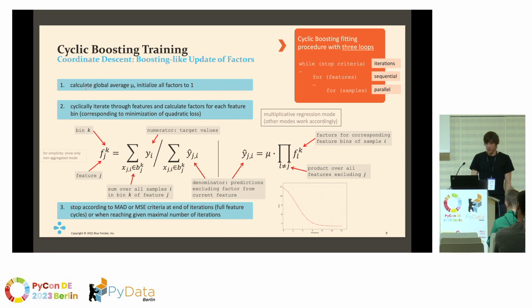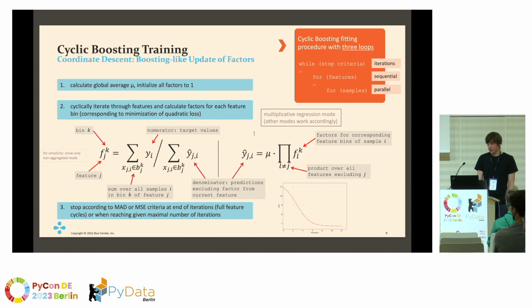So in a sense, that means you start with all factors to 1 and a global average, and then you cyclically iterate through the features. So that means you look first at the first feature, then look at the second feature, and so on. And for each of the features in each of the bins, so a feature and the different bins, so let's say feature number 1, and now we look at the 5th bin, for example, we first of all sum up all the target values that fall into that bin, and then we sum up all the predictions, and I come to that in a second. In the beginning, this is just 1, right? So it's as simple as that. You sum them up, and you get the factor.